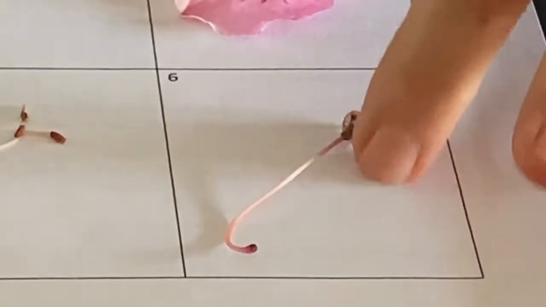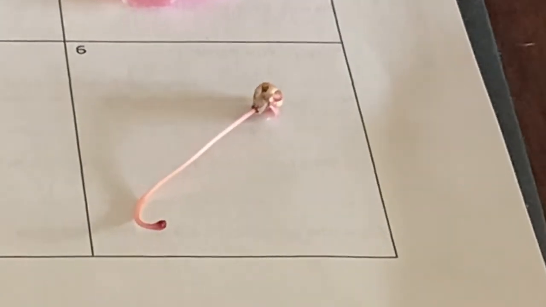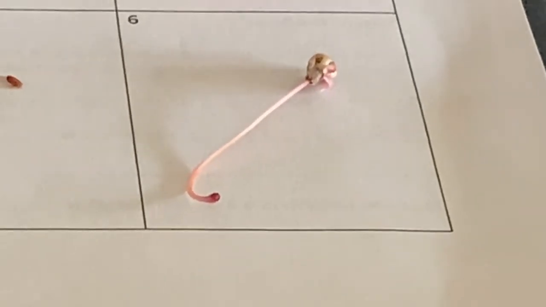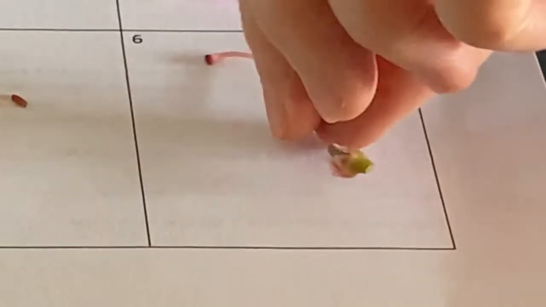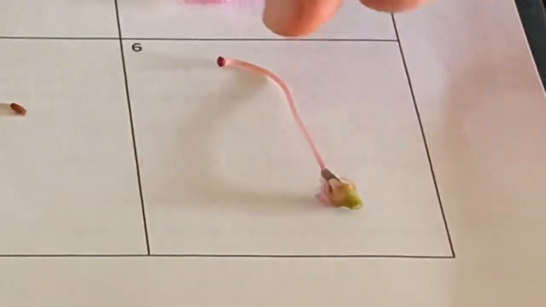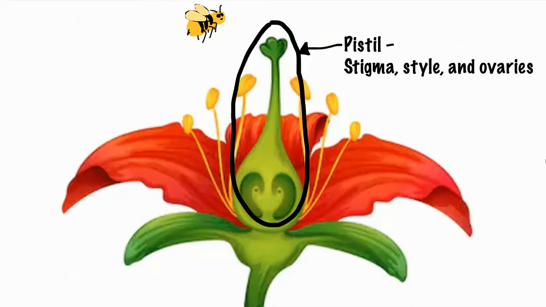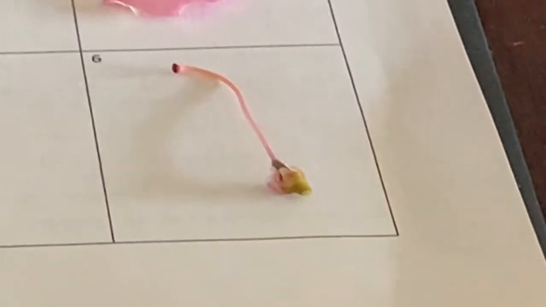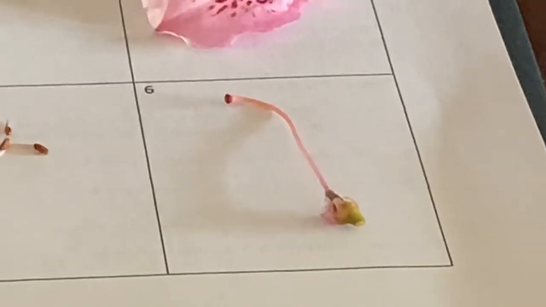Then the last part that we have here is the female part of the flower. It's called the pistil. The pistil contains the ovary, the style, and the stigma. This part is where the pollen grains fall in and move down the tube, and they go into the ovary.